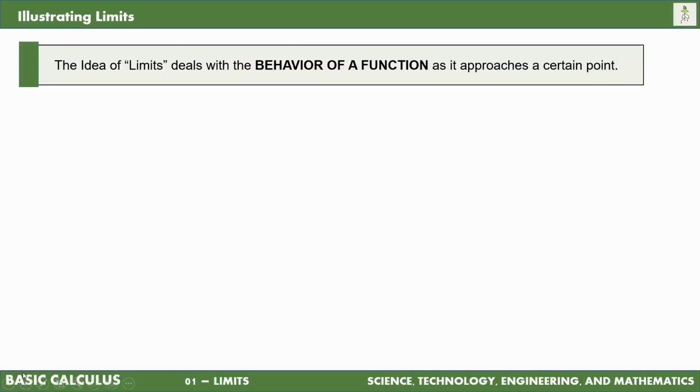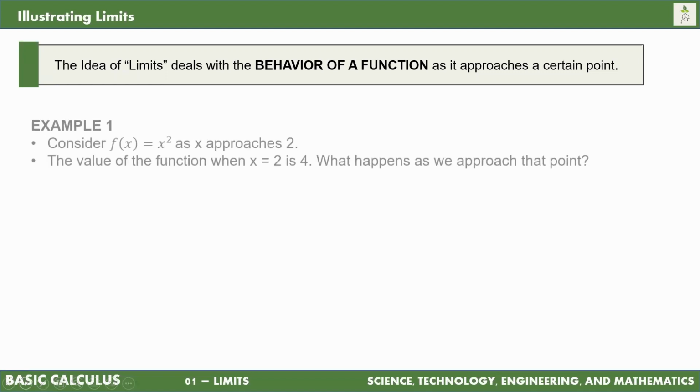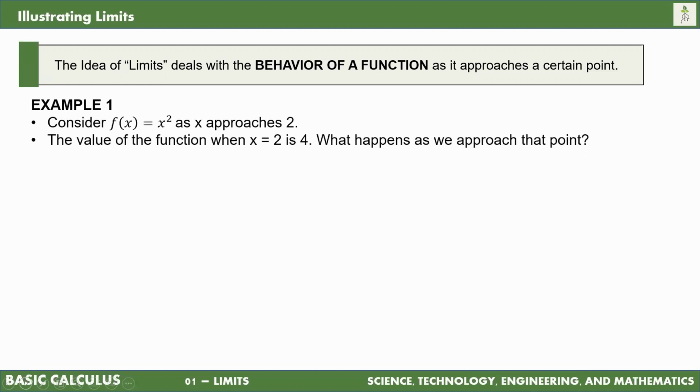So when we say limits, the very idea of limits, it deals with the behavior of a function as it approaches a certain point. If you notice, "behavior of a function" is in bold. When we say behavior, it's what happens around your point of interest. So, for example, let's have an example. We have the function f of x. f of x is equal to x squared. And let's say x approaches 2.